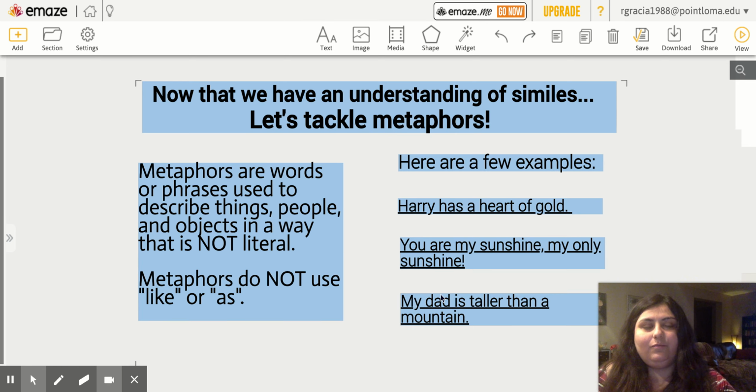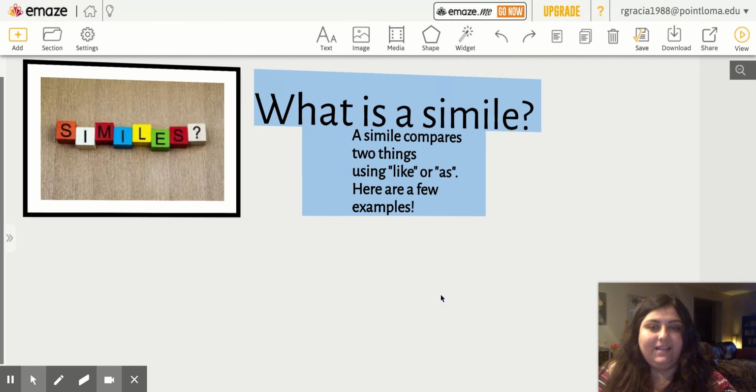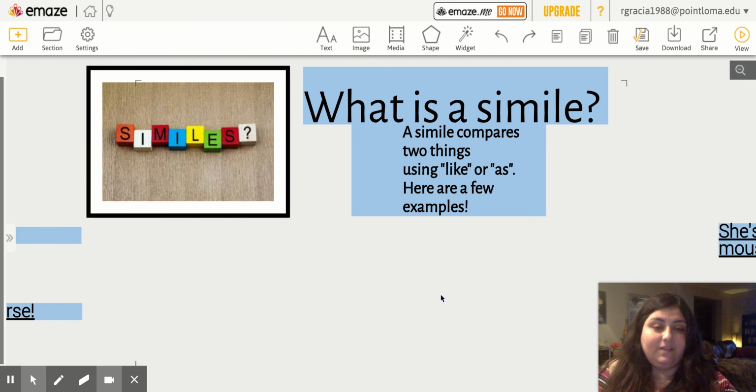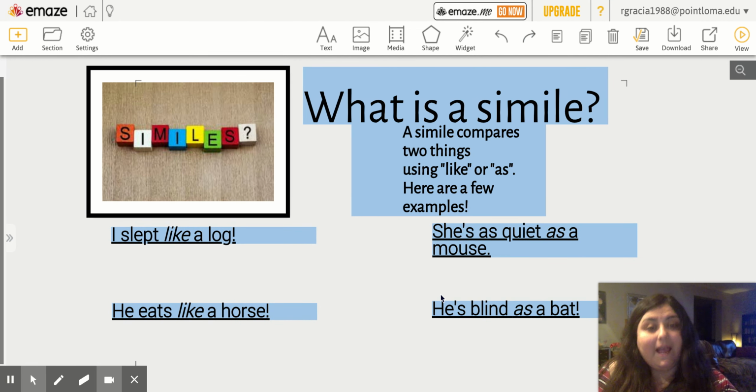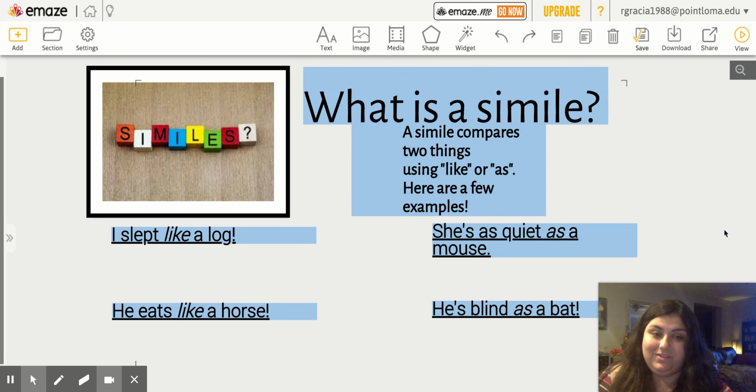So let's go ahead and really, really quickly look back at simile, using like or as, sleeping like a log, quiet as a mouse. Now, if I were to use these as metaphors, I would get rid of the like or as. So you would say that he is a horse. Not necessarily true. You're being metaphorical, but you're comparing the boy to a horse.